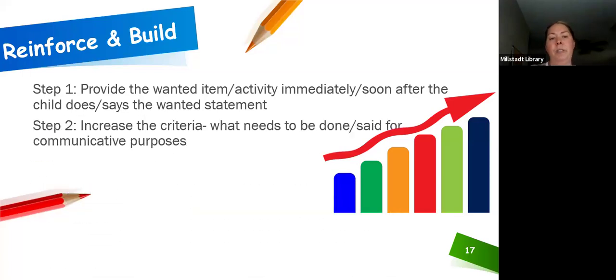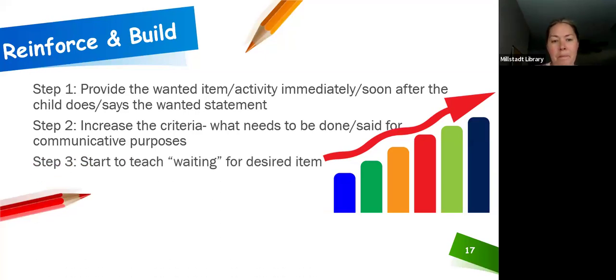Then we want to increase the criteria. So after the child is becoming fluent in using words, signs, pictures, etc., whatever their mode of communication is, we then want to make that a little bit more difficult. So maybe we're adding words or we're increasing the number of people that person has to go to get their needs met. It's going to look different for everyone.